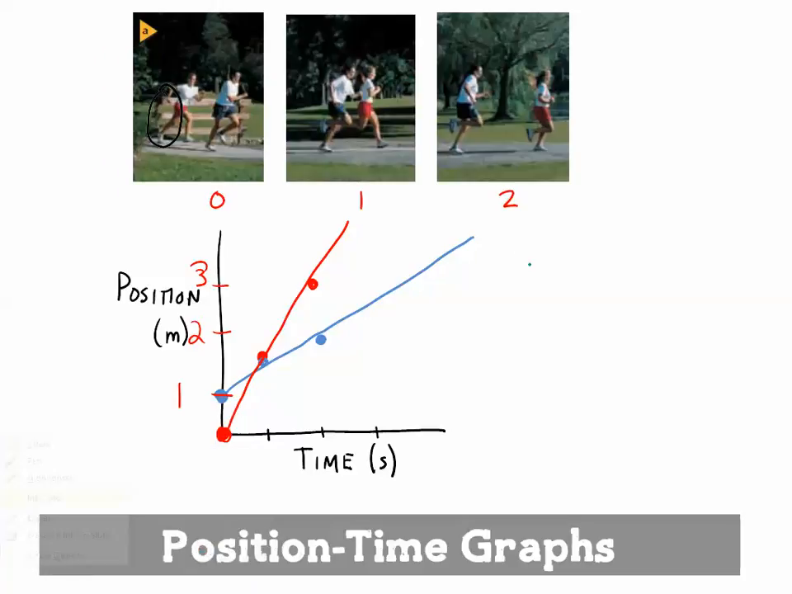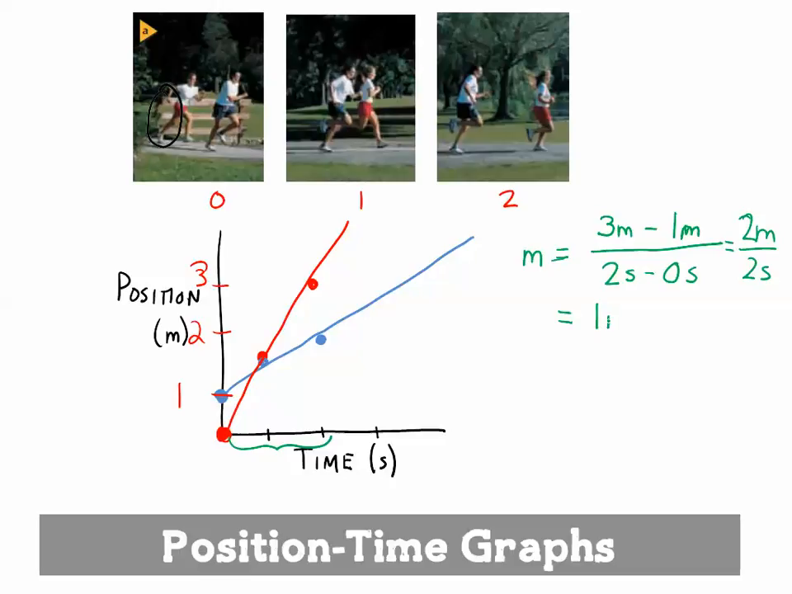But how would I calculate the slope of this line? I'd want to take the rise over the run. So let's calculate the slope of the red runner first. She goes from an initial position of 1 meter to a final position of 3 meters. That's her delta y, her change in y, or her rise. The run goes from 0 to 2 seconds, so 2 seconds minus 0 seconds, which gives me 2 meters over 2 seconds. We're going to say her slope is equal to 1 meter per second.